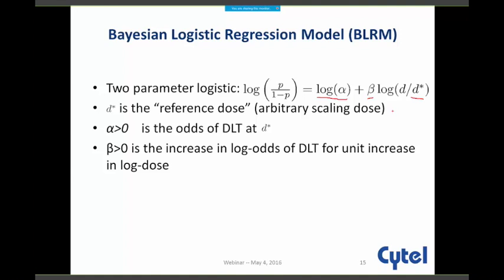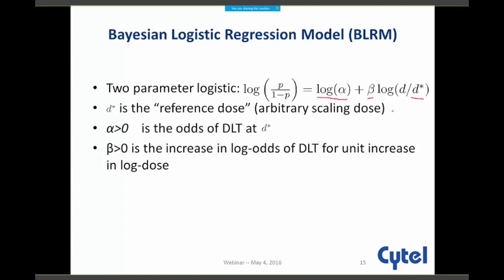The alpha parameter can be thought of as the odds of a DLT at the reference dose, and the beta parameter can be thought of as the increase in the log odds of a DLT when you have a unit increase in the log dose. So for example, doubling the dose will result in an increase in the odds of toxicity by a factor of 2 to the beta.